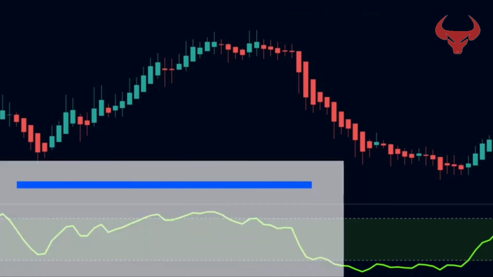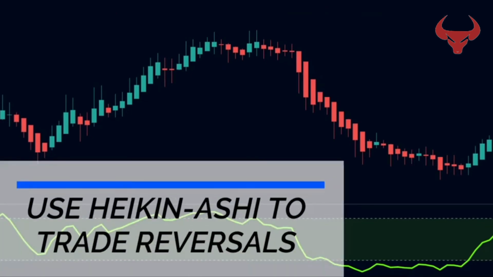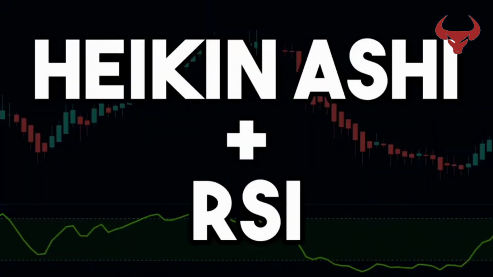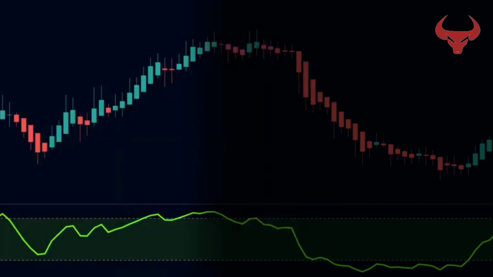Another way of using the Heikin-Ashi candles is to trade reversals. To catch market reversal, we will use our knowledge of Heikin-Ashi and combine it with the RSI indicator.